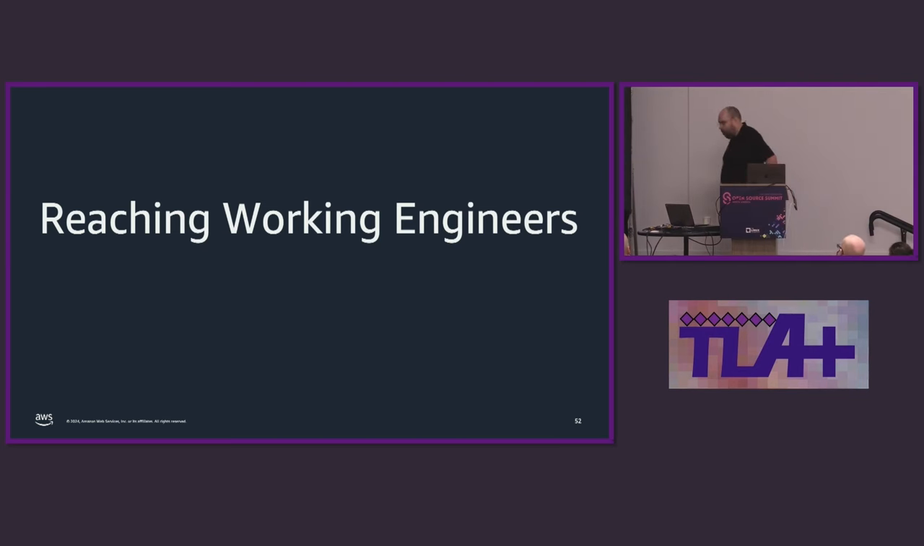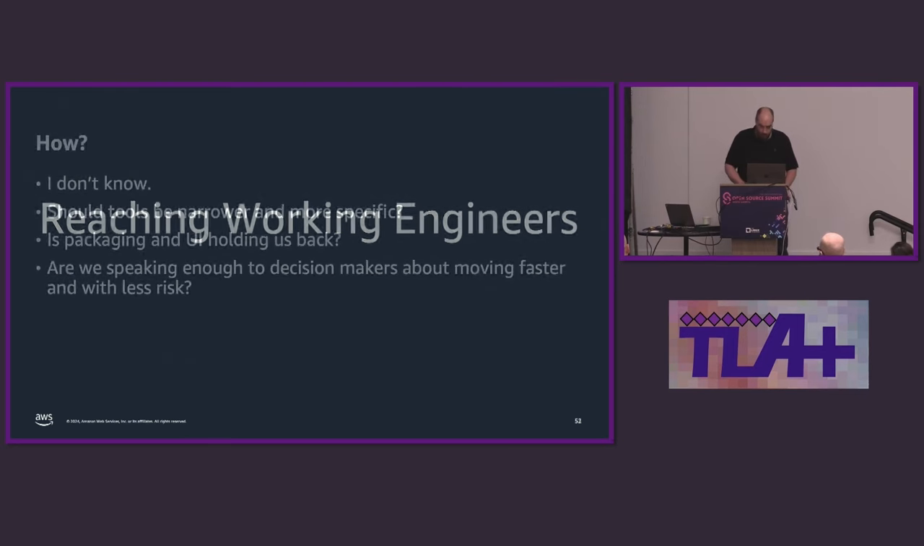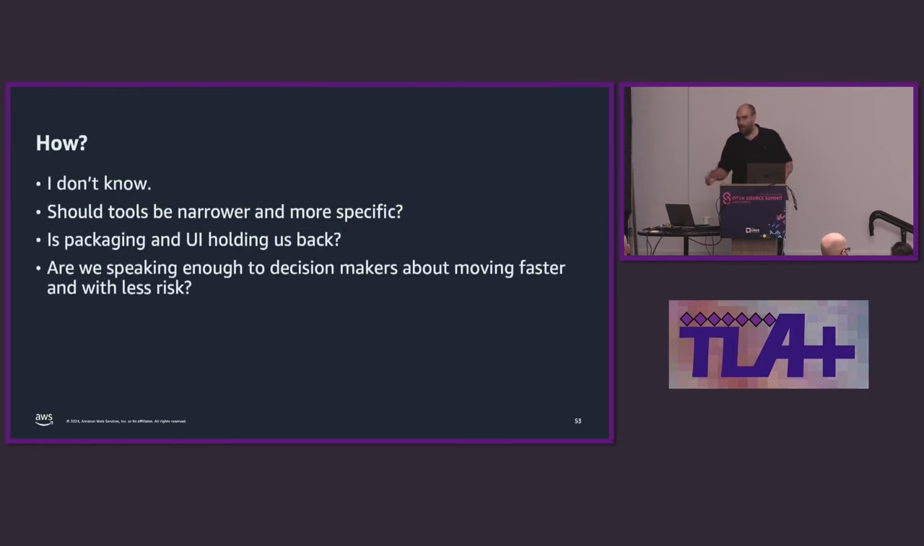I think it's really important, as you've heard, for us to reach working engineers, working engineering managers, and working engineering executives. Because I truly believe that applying these tools is good engineering practice, and I think we can get together and do more in moving the whole field forward. How do we do this compared to what we've been doing before?